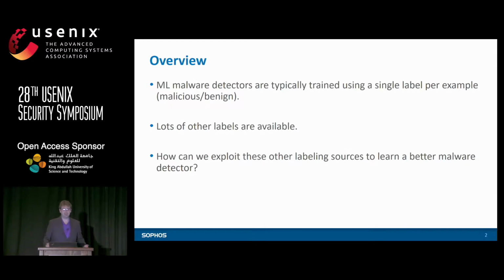So what's this talk about? Well, at the high level, machine learning malware detectors are typically trained using a single label per example, per malicious example or per benign example with an associated 0-1 label. But there are lots of other labeling sources, labels, other metadata, et cetera, that's really available in existing feeds. And so we'd like to explore how we can use this to create a better malware detector.